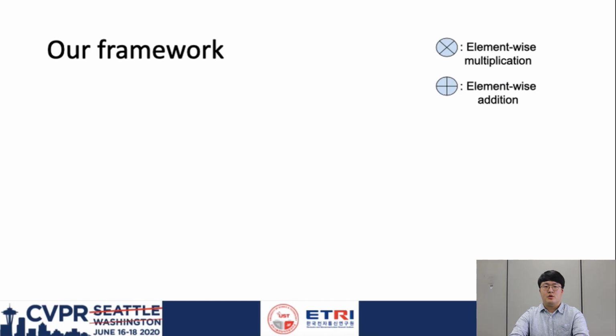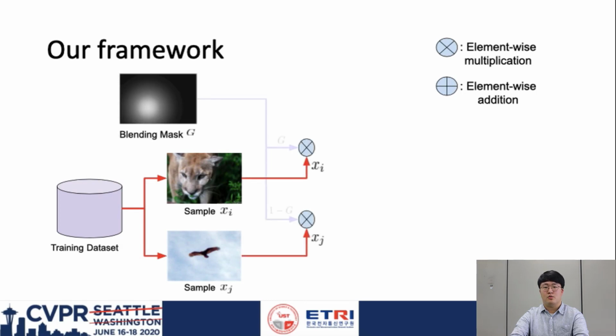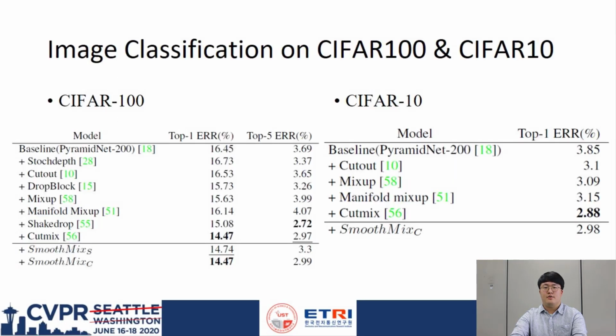The proposed framework is quite straightforward. For a set of two training images, we generate a random blending mask. The mask is element-wise multiplied with one of the two images, and an inverse of this mask is element-wise multiplied with the other image. Finally, the resultant masked images are element-wise added to create a new training sample. Our model demonstrates state-of-the-art results on both CIFAR10 and CIFAR100 datasets for image classification.